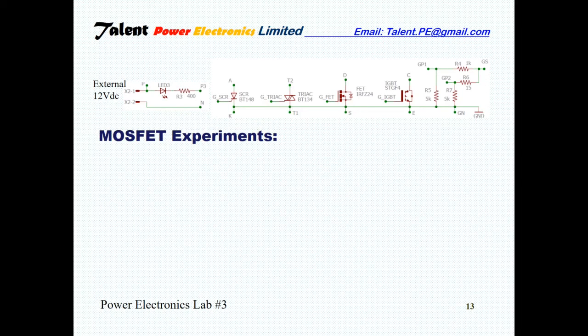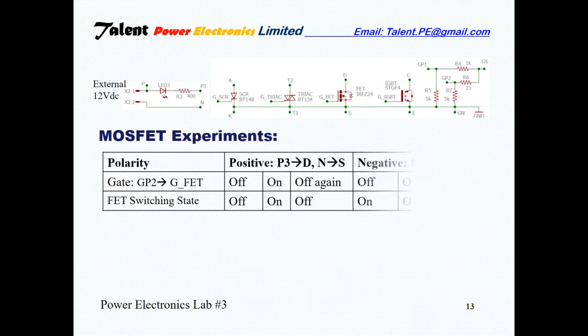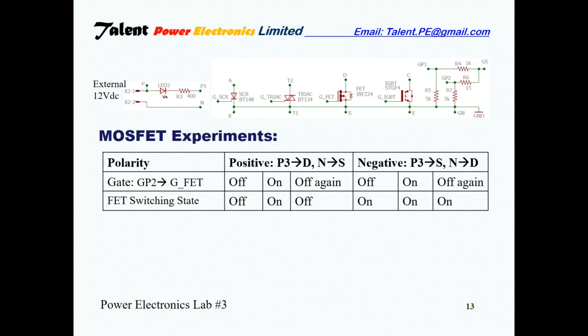MOSFET experiments. For the positive polarity, connect P3 to D, connect N to S. When the signal is off, the MOSFET is off, the LED is off. Turn on the gate, the MOSFET turns on, the LED lights up. Turn off the gate again, the MOSFET turns off, the LED turns off. A MOSFET can be turned on and off by the gate signal.